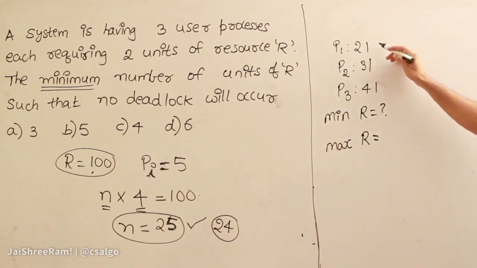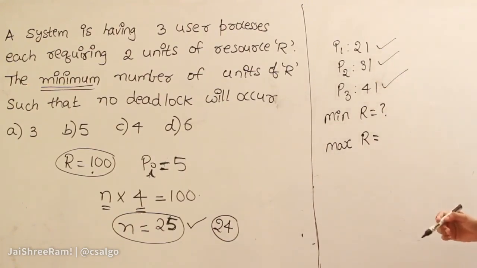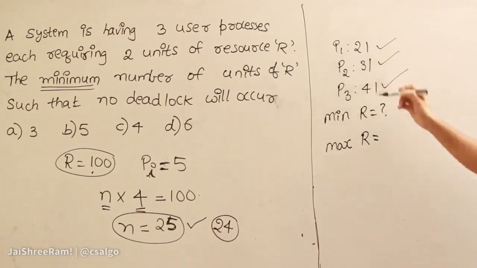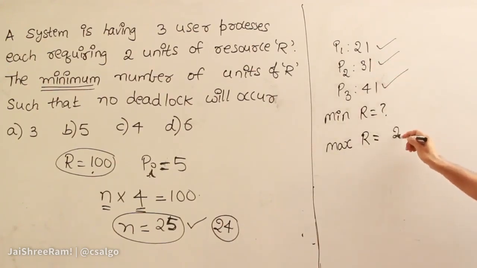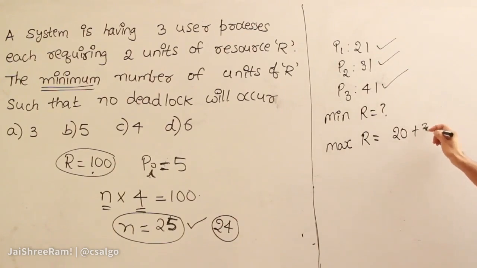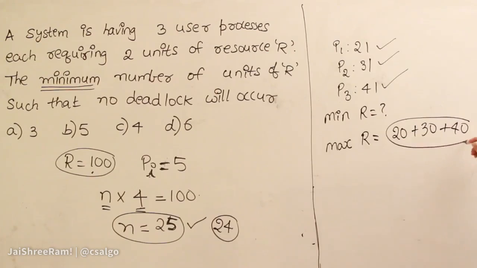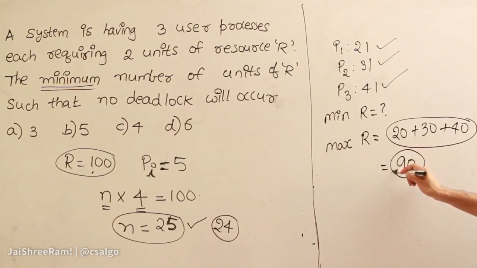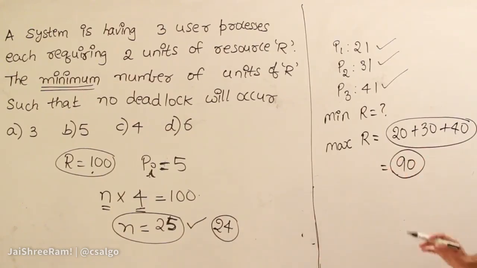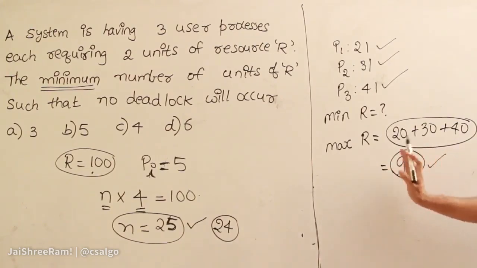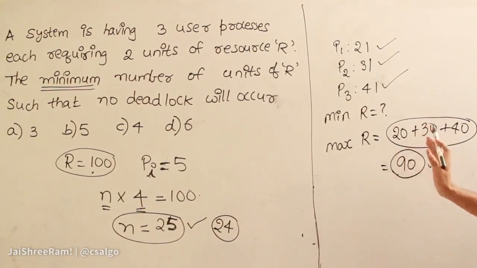Now what I do is, I'll try to give them as many as they want except one, so that they'll wait for that one resource and fall in the deadlock, right? So for P1 I'll assign 20, for P2 I'll assign 30, and for P3 I'll assign 40. All of these put together is 90, right? Even if I give 90 resources, there is still a chance of deadlock. Even if you give 90 or anything less than this, there will be deadlock. Anything above this, the deadlock will be resolved.